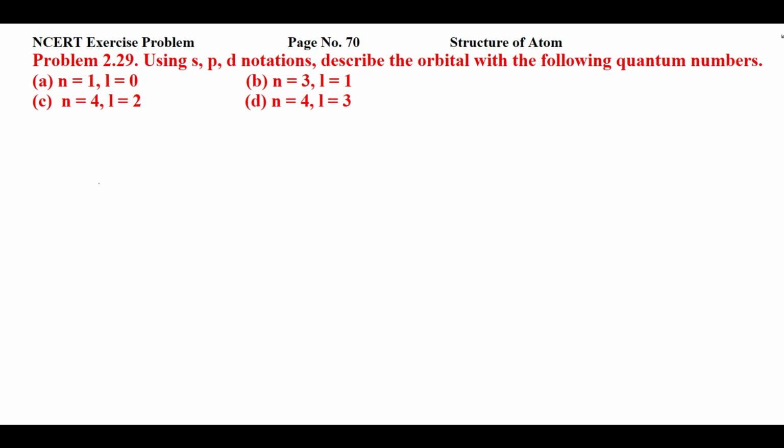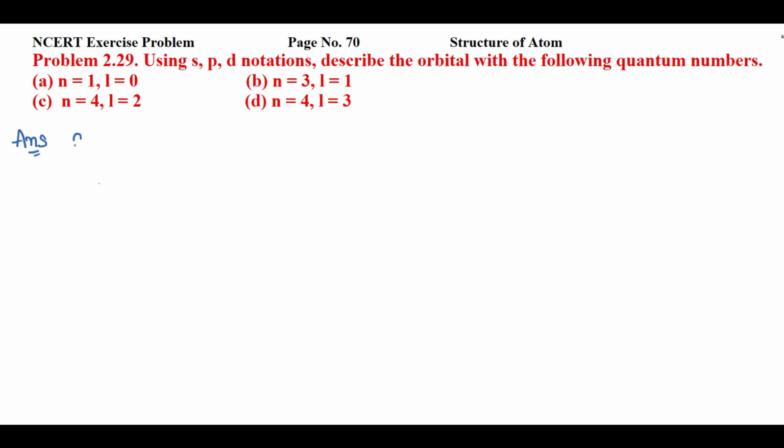Students, this is NCERT exercise problem 2.29 from page number 70 of Structure of Atom. So let's read the statement. Using s, p, d notations, describe the orbital with the following quantum numbers. You have 4 problems, and using s, p, d notations, you have to tell about the orbital which these quantum numbers are representing, right? So let's see the first problem.